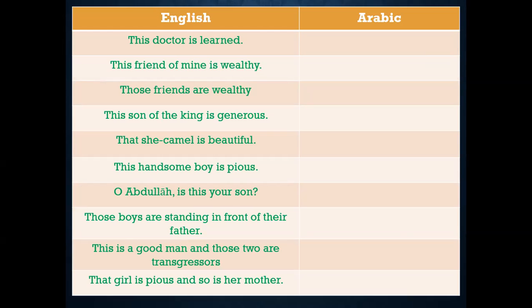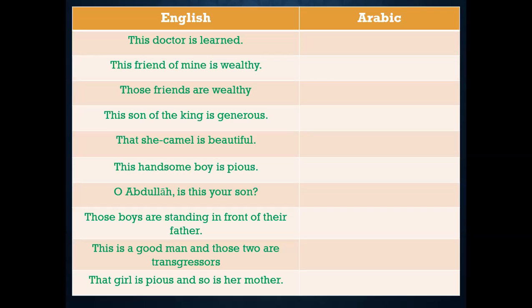The son of the king is generous. This son of the king. The son of the king first, and this comes afterward. مضاف مضاف إليه. Son of the king. ابن الملك. This هذا. ابن الملك هذا generous, is generous, is سخي. سخي كريم.